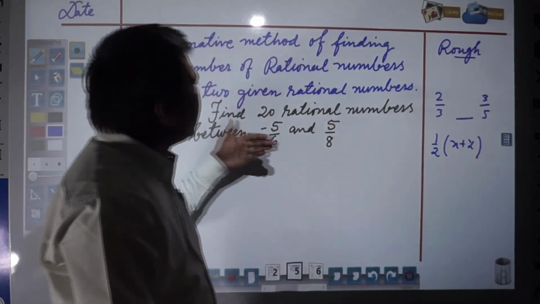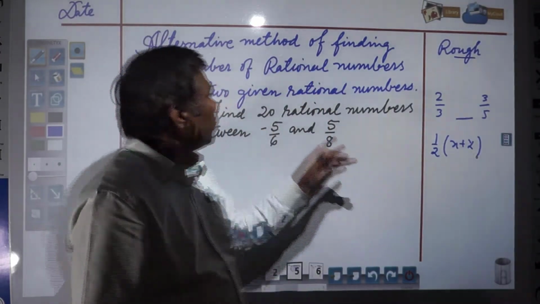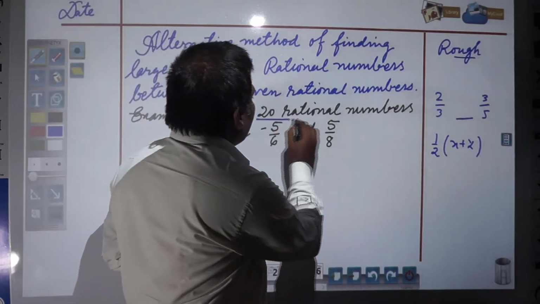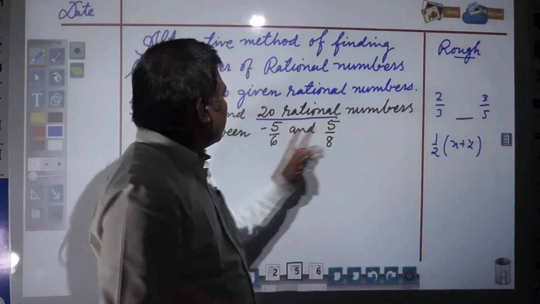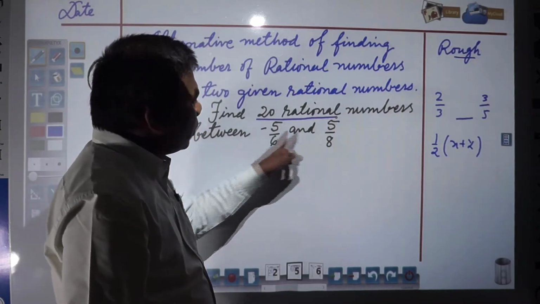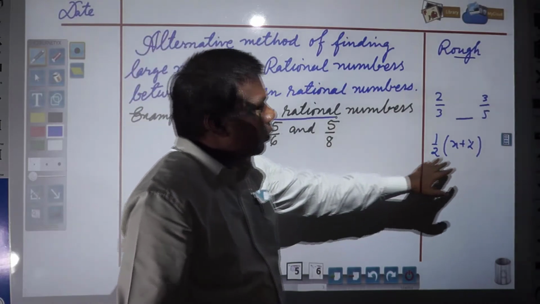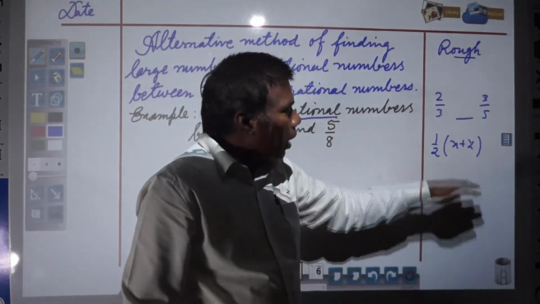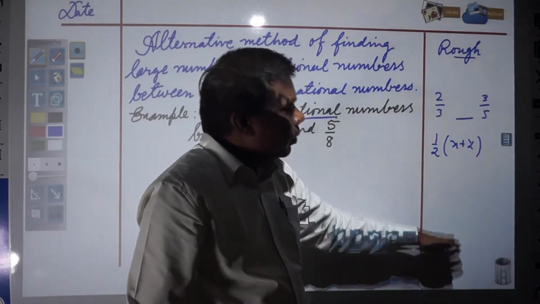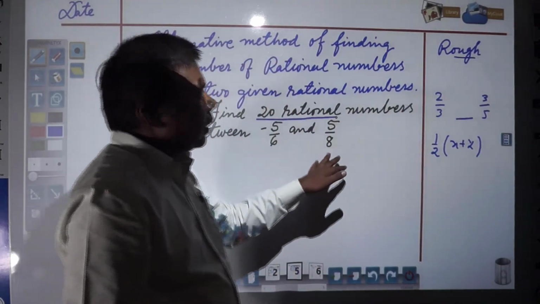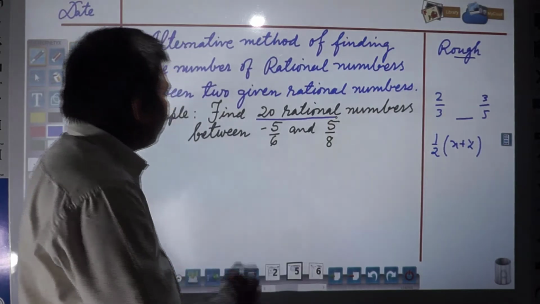But if large numbers are required to be found out, suppose in this example 20 rational numbers between minus 5 by 6 and 5 by 8, it will be difficult to find. Again and again the same formula will be applied and it will take too much time. So some alternative methods are there to find out. So let's see how we will find out.